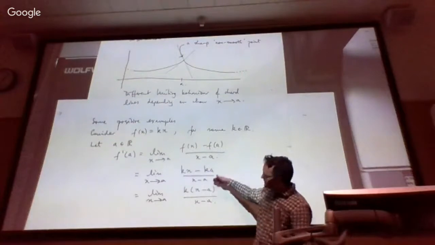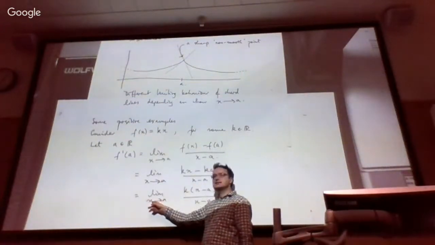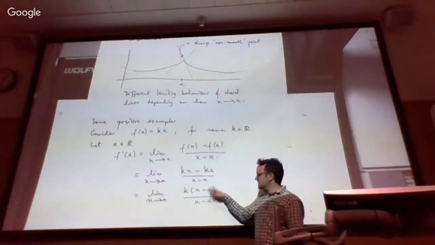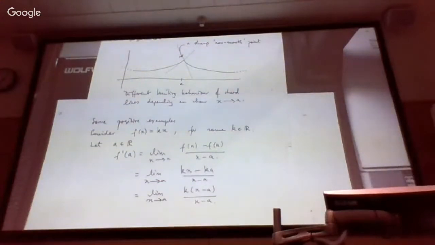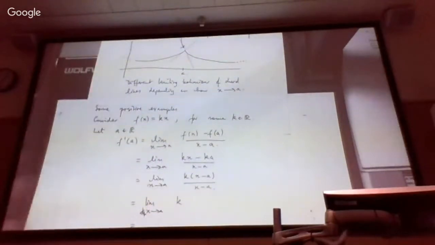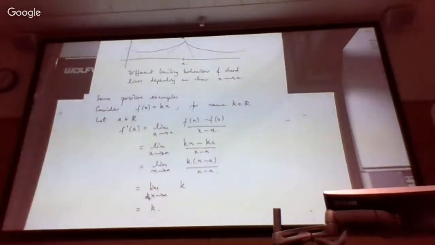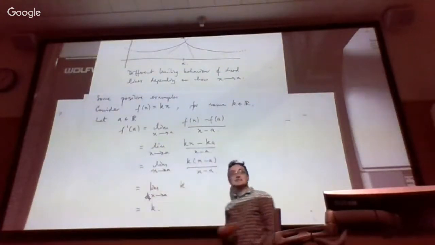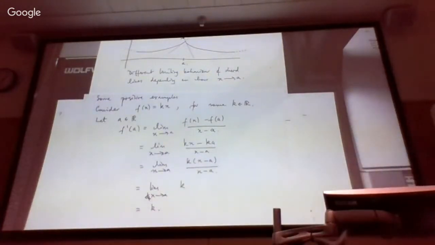But you notice that, because x is never equal to a, x is just getting closer and closer to a. So these are always non-zero quantities, so we can divide above and below. We can just cancel them from the ratio, and this ratio is always the same. Well, it always has the fixed value k. And so what's the limit as x approaches a of k? Well, it's just k. So the limit exists, and it's always equal to k. So no matter what point a you take in its domain, the derivative of this function is the constant k. So this function has a constant derivative.